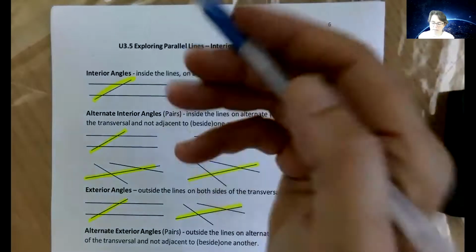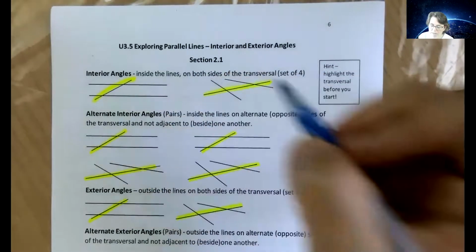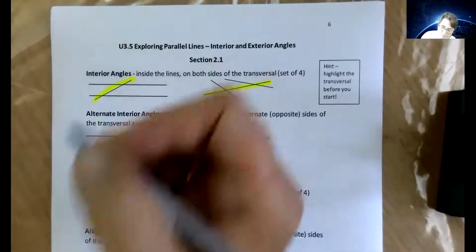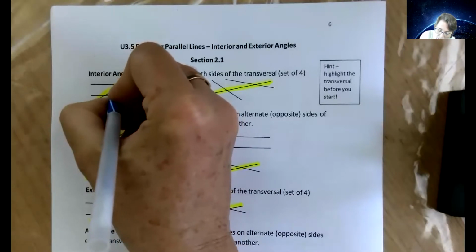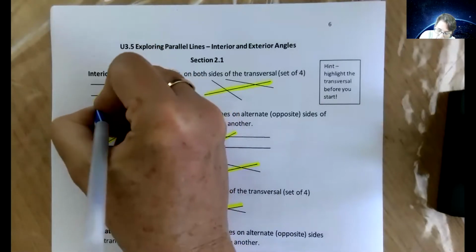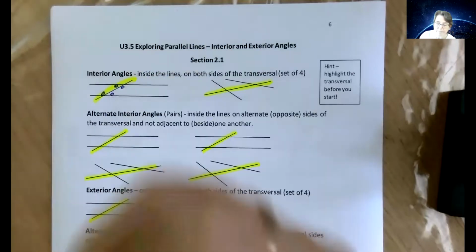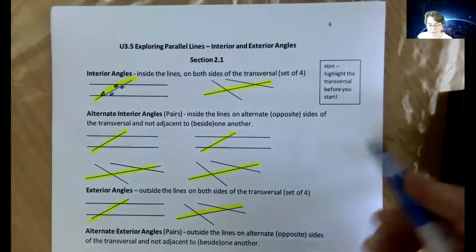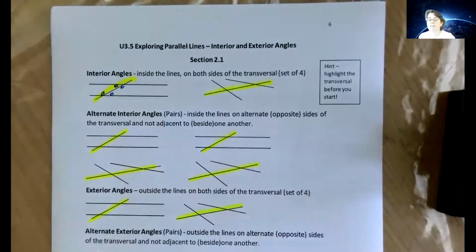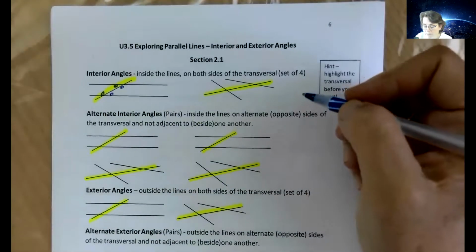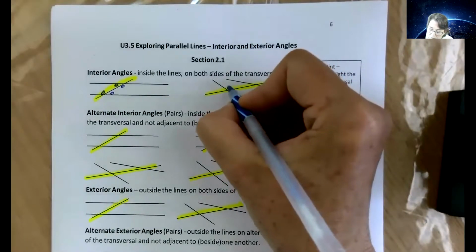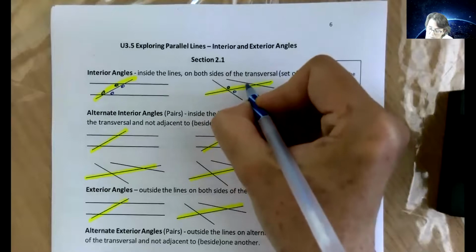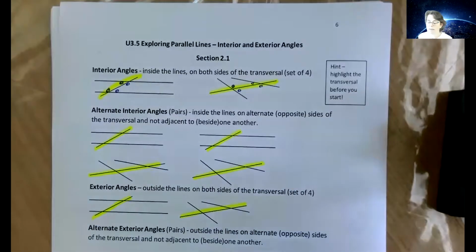Interior angles. So they're inside my lines. These are the ones I refer to as between my lines, on both sides of the transversal. So if all you're talking about is interior angles, they are sets of 4. So inside the lines, just like that. You can imagine if this was a set of train tracks, you're inside the train tracks. Broken train tracks. One there, one there, one there, and one there. Okay, sets of 4.